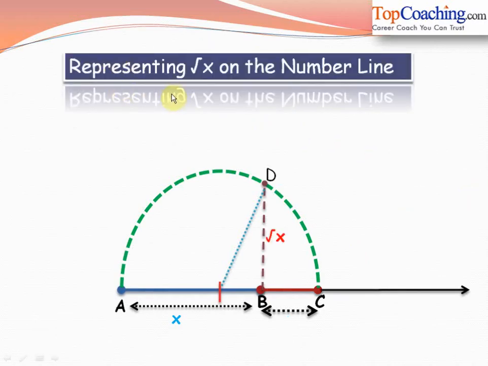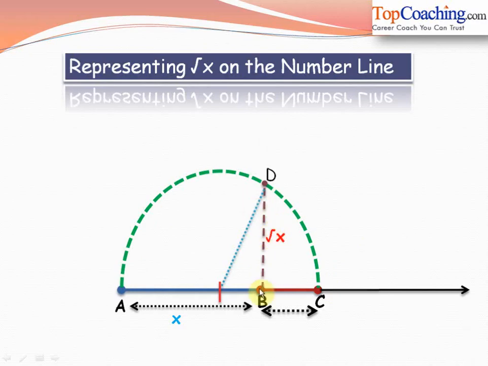Now how to represent root x on the number line? In the earlier section we have seen how to calculate the value of root x. Now let's see how to actually represent root x on the number line. We do the same construction, that AB is equal to x, this length is equal to 1 unit, and we draw an arc, and then BD would be the value of root x.